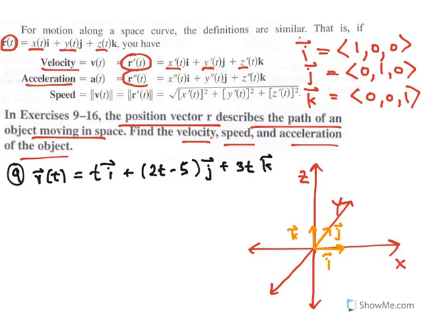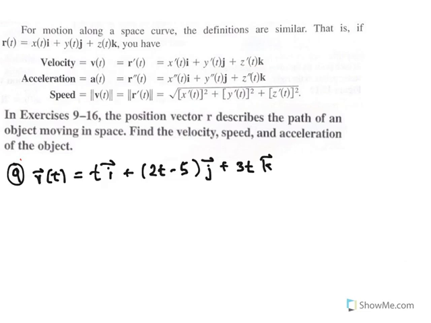The acceleration is the second derivative of the position. You would take the second derivative of each component function. And the speed is the magnitude of the velocity. You're just going to take the square root of the sum of the squares of the component functions for the velocity.